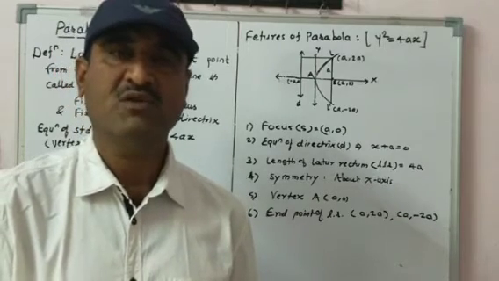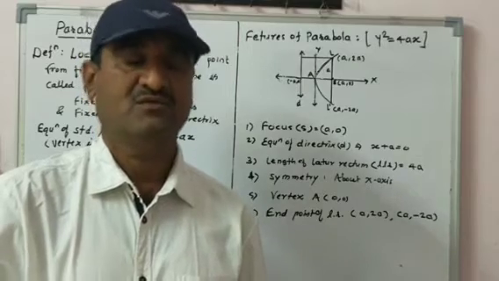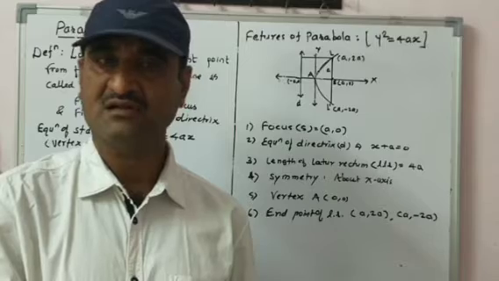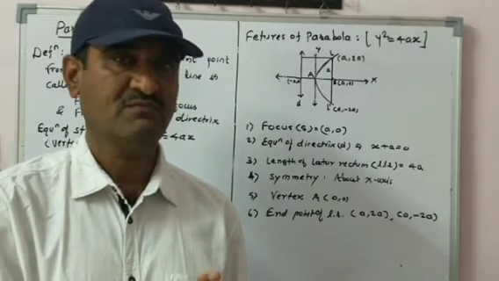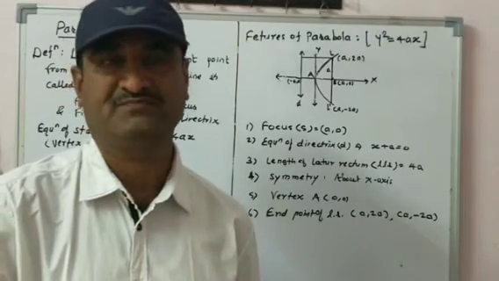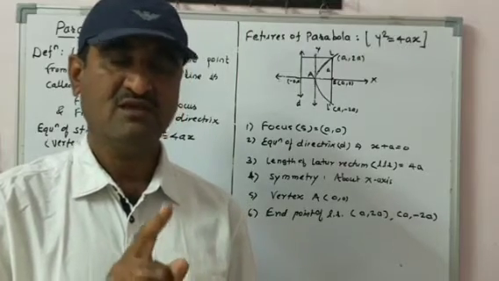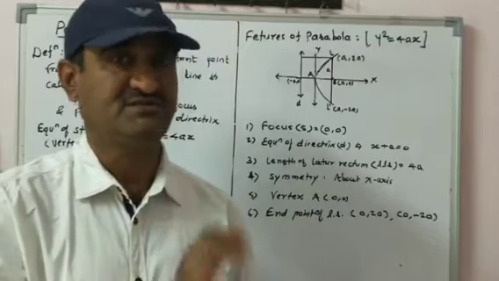Then what is a parabola? First, the definition of parabola. We know the definition of a circle. What is in the circle? In the circle, it is the locus of a point equidistant from a fixed point. Means in the circle there is only one condition: every point is equidistant from a fixed point.